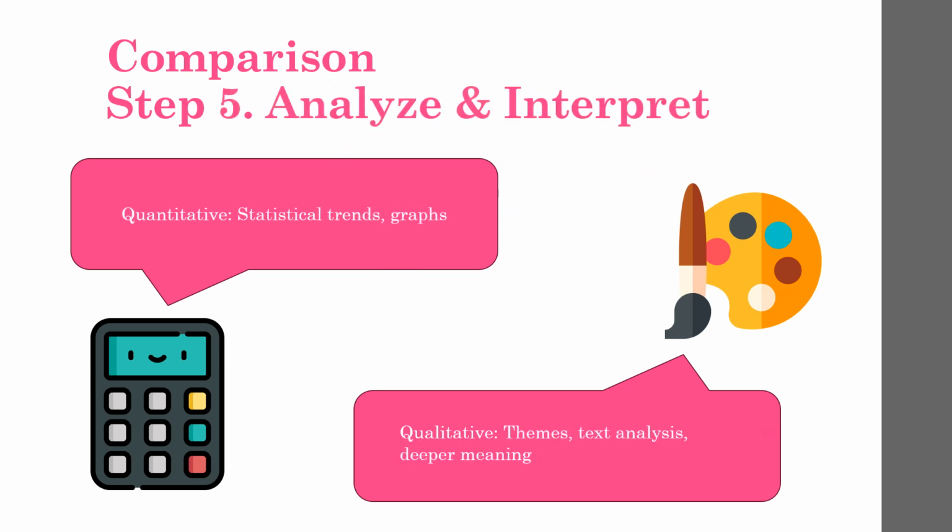In step 5, you have to analyze and interpret. In the quantitative research, your focus will be statistical trends. You will see graphs, you will see tables. On the other hand, in the qualitative, you will see text, you will see text analysis. You will look for deeper meaning to analyze and interpret the data that you have gathered.